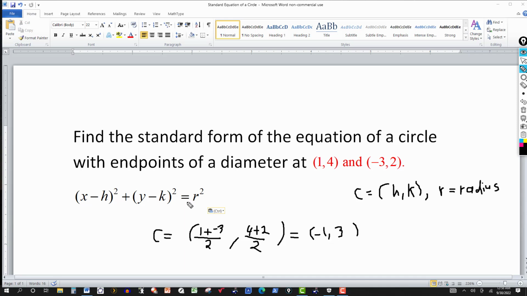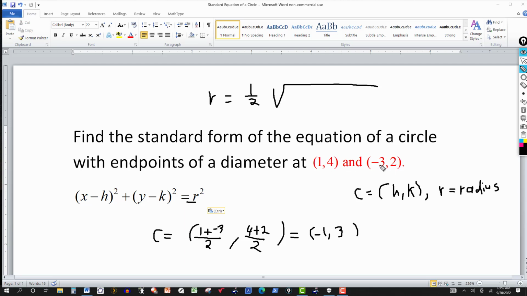So all we need now to get the equation is the radius. The only thing we need to know is that the radius is half the diameter. Let's just do this then. Radius is going to equal 1/2 the diameter. So we need the length of the diameter. We want the distance from the point (1, 4) to the point (-3, 2). So we use the distance formula for that, which is the square root of the difference between the x components squared plus the difference between the y components squared.